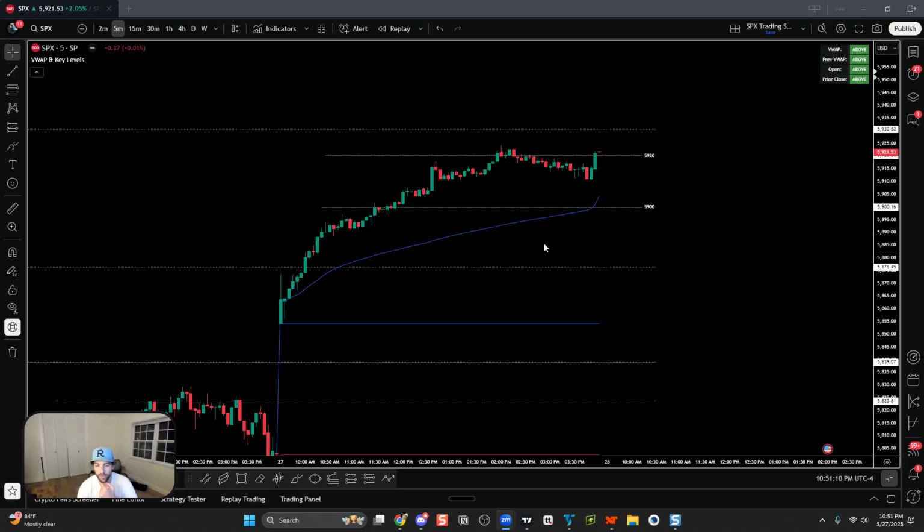There's really not much else to it. Momentum was on my side from what I could see, and key levels were on my side. So really it's just letting the trade work from there.